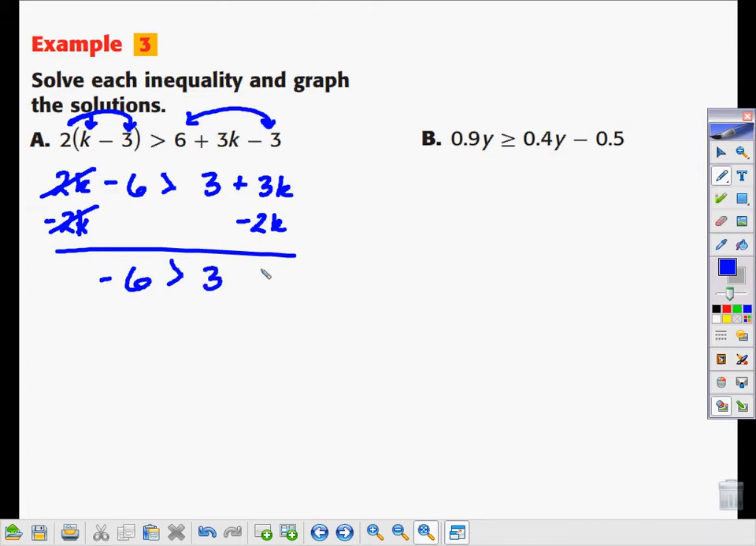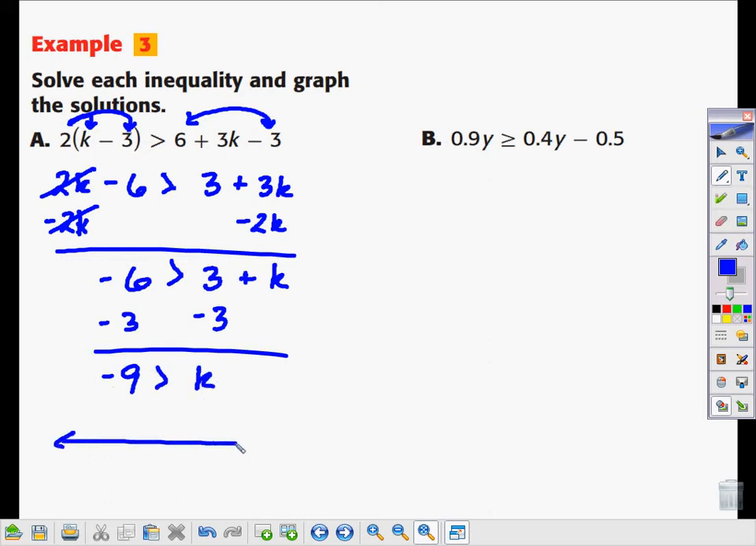Is greater than 3 plus 3 minus 2 is 1, so 1k. Take away the 3, take away the 3. We get negative 9 is greater than k. Let's go ahead and graph that. Negative 9, 8, 7, 6, 5, 4, 3, 2, 1, and 0. We get 10. All right, so we have at negative 9, let's circle that.